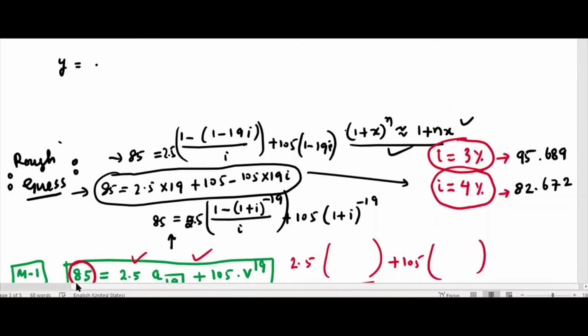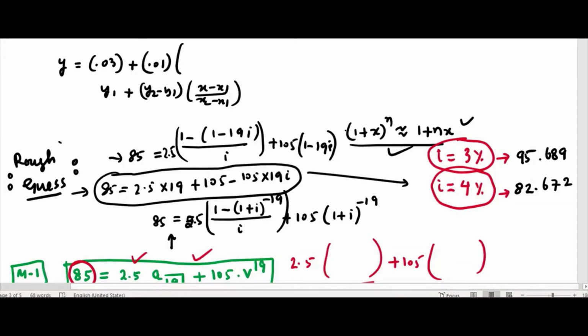y is equal to y1, that is 3%, plus y2 minus y1. So y is y1 plus (y2 minus y1). y minus y1 is m into (x minus x1). This is the formula, right? In slope, I've written m as (y2 minus y1) divided by (x2 minus x1). So here the difference, if you see, is 1%. y2 minus y1: when I consider y1 as 3%, this will be 1%. Then x minus x1. What is x? This is x. 85 minus x1. This is x1 corresponding to y1.